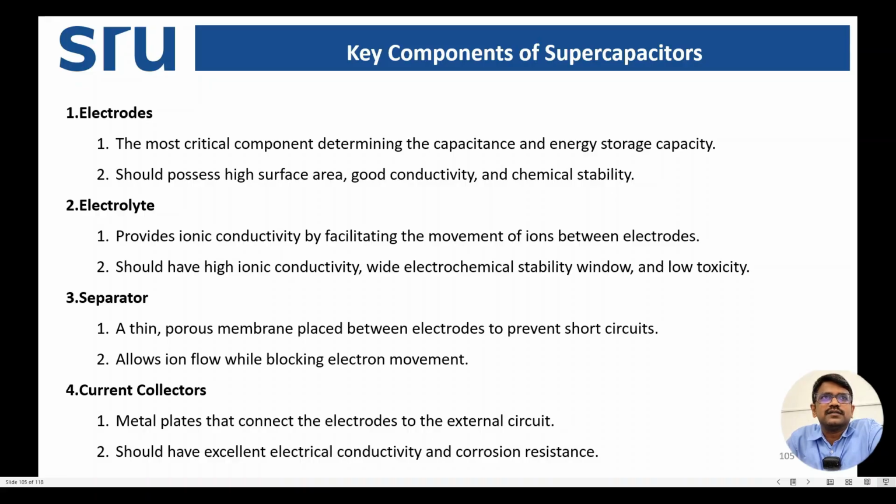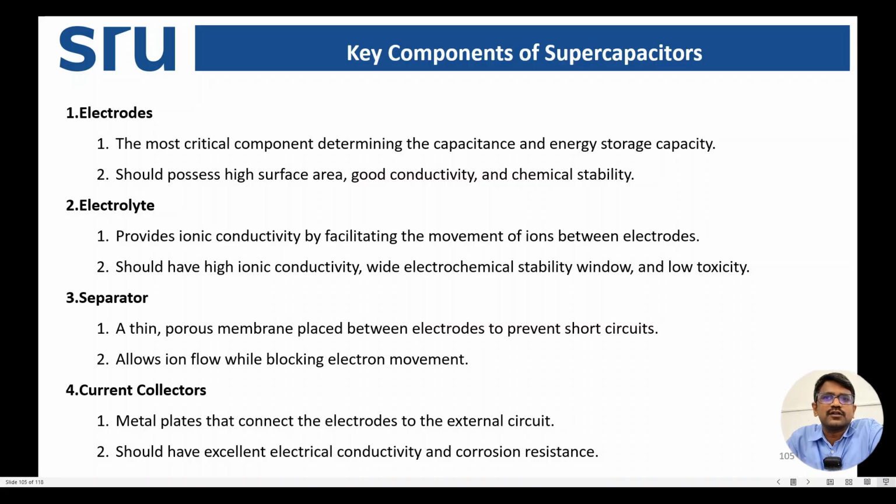Usually we prepare electrodes with nanomaterials, and this nanomaterial should have some properties. What are the properties? It should have high surface area, good conductivity, and also chemical stability.